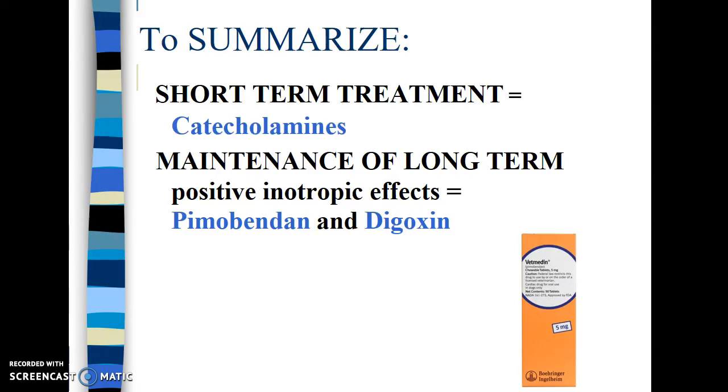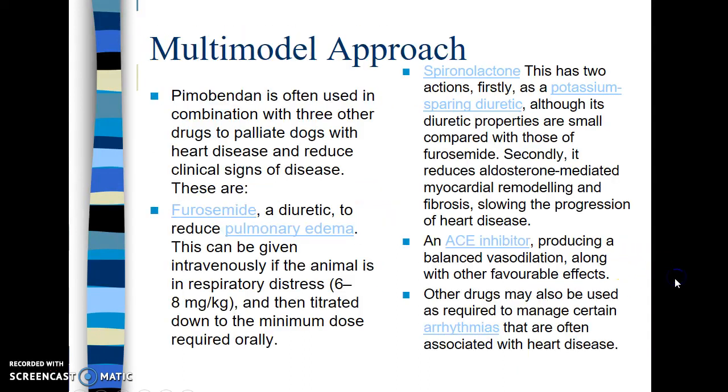So we'll maintain them typically on pimobendan, potentially on digoxin, but pimobendan has really become the drug that we use more often than not. So CardioSure, Vetmedin is one of the trade names. You can read through this. We're going to talk about some of these other drugs that we can give: ACE inhibitors, which are vasodilators, and furosemide or spironolactone, which are diuretic drugs. We're going to talk about them in the next section.